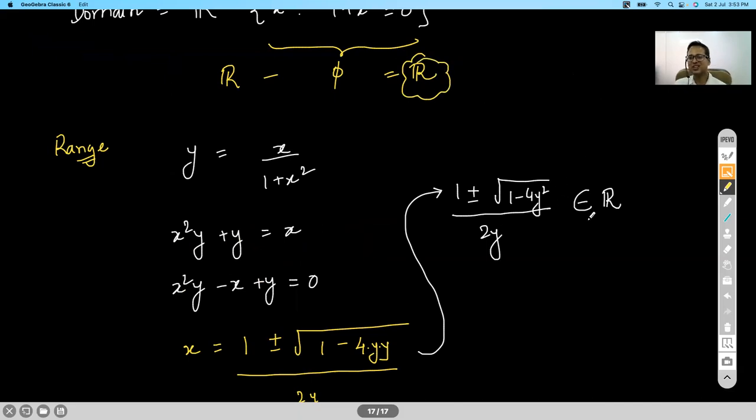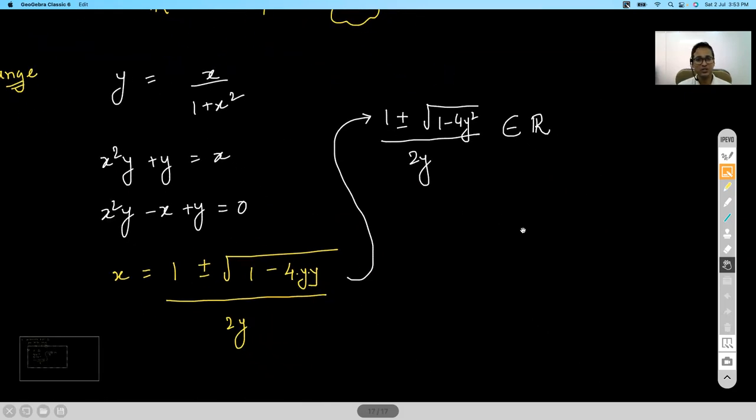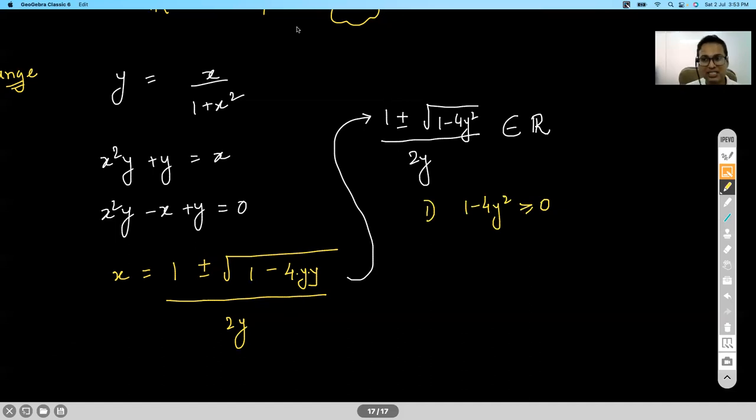So when it is real, what are the two things that you can comment looking at the fact that this should be real? One thing for sure you can comment is that this term 1 minus 4y square, which is subjected to under root, that should be greater than or equal to 0. Because please note that we can never have a negative quantity subjected to an under root sign. Okay, so that quantity 1 minus 4y square should be greater than or equal to 0. Everybody agrees with me on that?